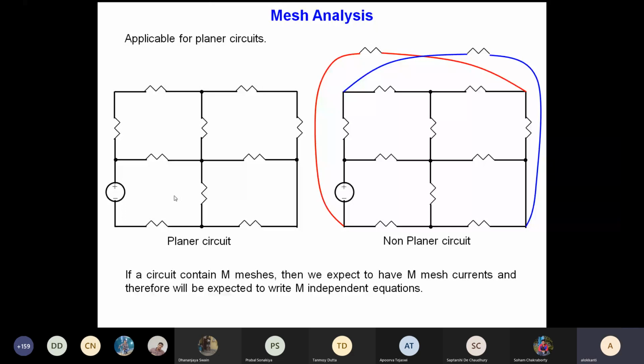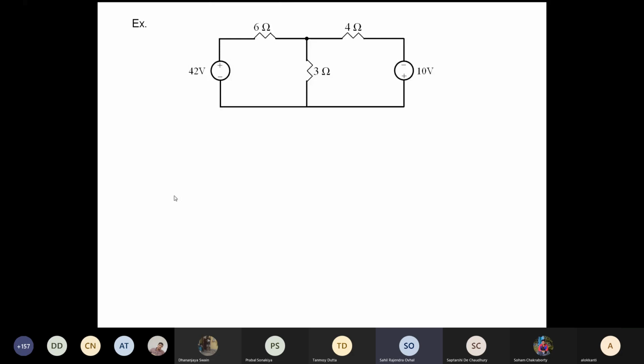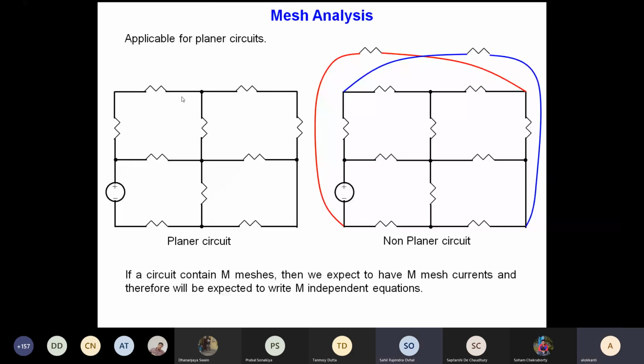So if a circuit contains m meshes, then for finding those mesh currents, we have to write that many independent equations. So I will come to some example. Sir, what do we mean by meshes here? Is it loops? Yeah, I will show about these meshes by an exact example. Within these windows, we will consider the meshes.